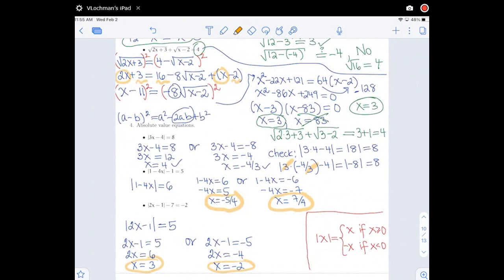Okay, absolute value equations. Let me pause here for a moment. Take a look at this. Let me know if there are any questions. No problems? No issues? Okay, great.